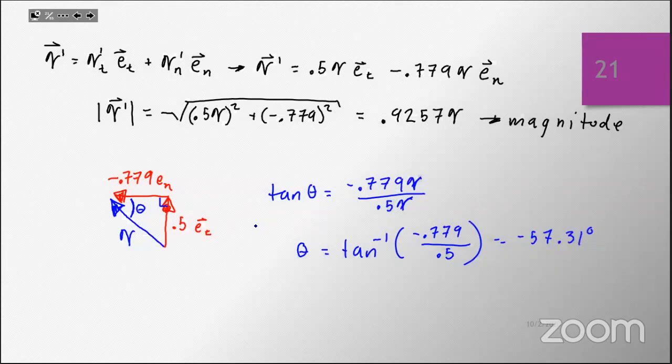Negative 57.31 degrees. Why? Because it's measured from the top and it comes down, right? It's measured from horizontal down, right? So it's a negative angle.